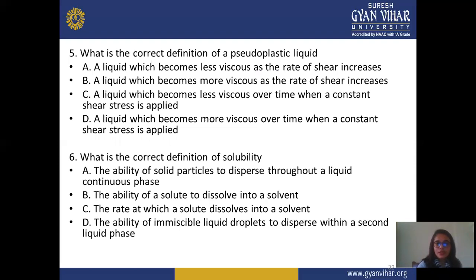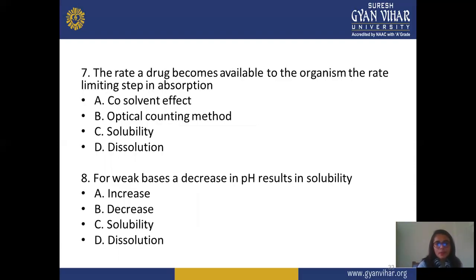And the sixth question: what is the correct definition of solubility? In this, option A is the ability of a solid particle to disperse throughout a liquid continuous phase, and B is the ability of the solid to dissolve into a solvent. C is the rate at which a solid dissolves in the solvent, and D is the ability of an immiscible liquid droplet to disperse within a second liquid phase. Next, seventh question: the rate at which a drug becomes available in the organism, the rate limiting step in absorption, is A co-solvent effect, B optical counting method, C solubility, and D dissolution.